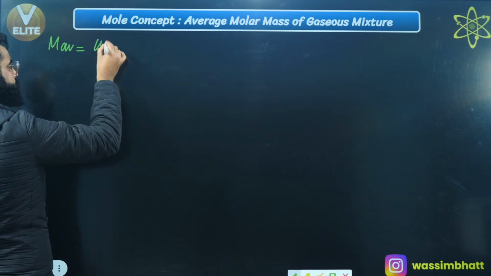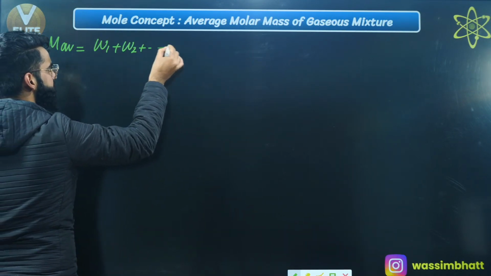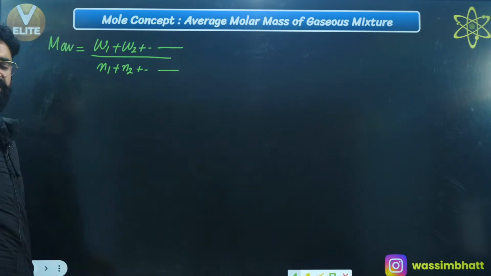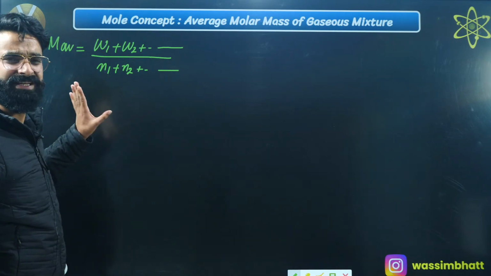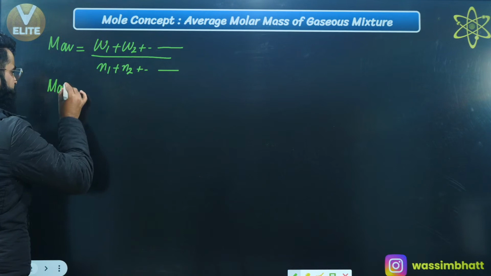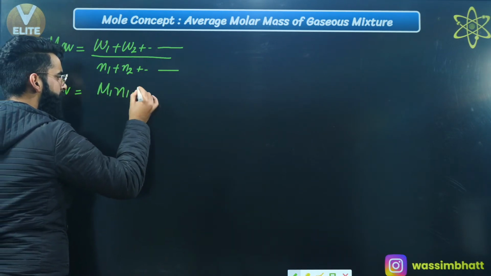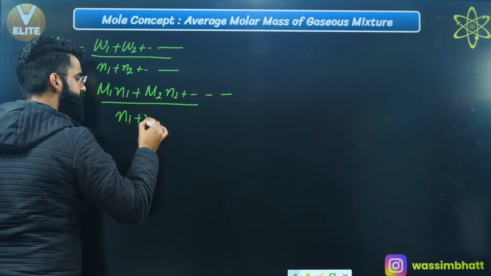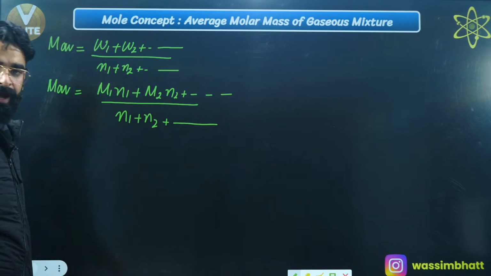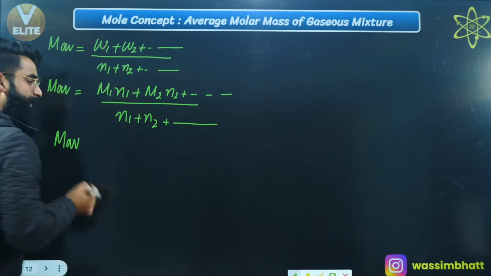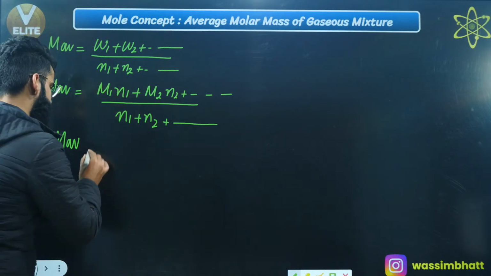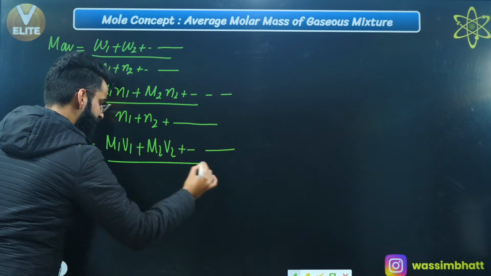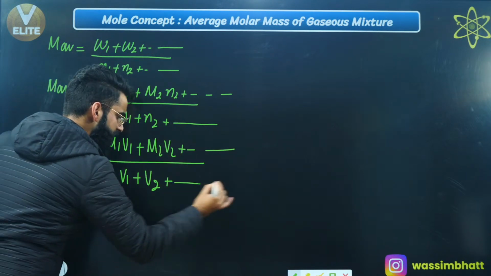The first result: average molar mass of the gaseous mixture is equal to W1 plus W2 plus so on, divided by N1 plus N2 plus so on, right? This is the first result. W stands for mass, N stands for moles, correct? The second formula to calculate the average molar mass of the gaseous mixture is equal to M1 N1 plus M2 N2 plus so on, divided by N1 plus N2 plus so on, yeah? The third formula, which is only valid when the pressure and temperature of the gaseous mixture are kept constant, is M1 V1 plus M2 V2 plus so on, divided by V1 plus V2. This is the next result.